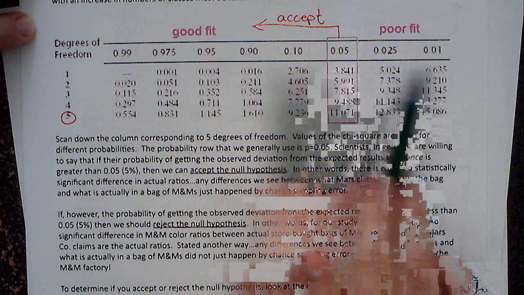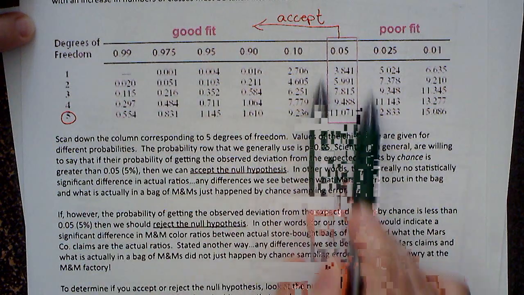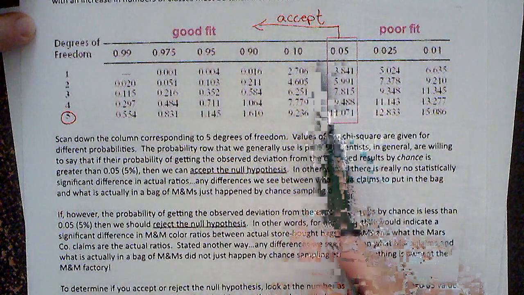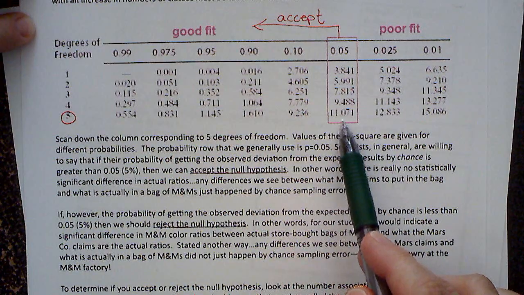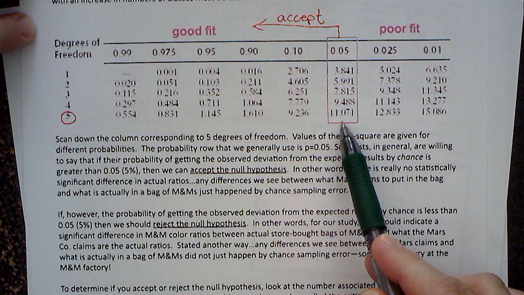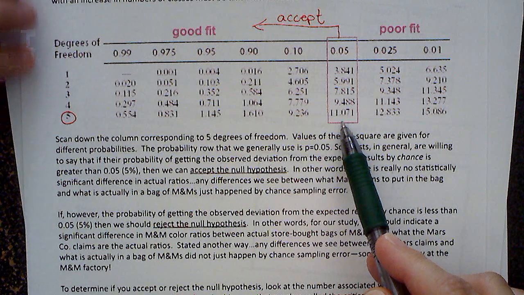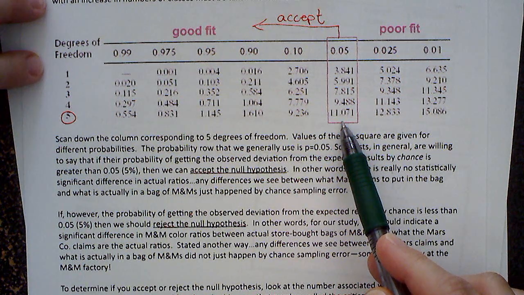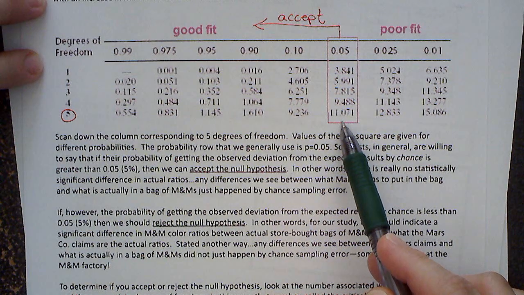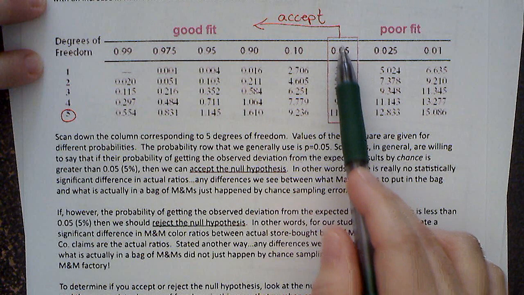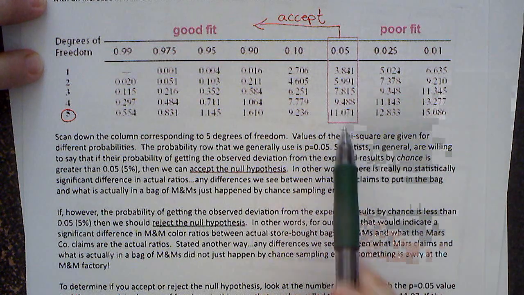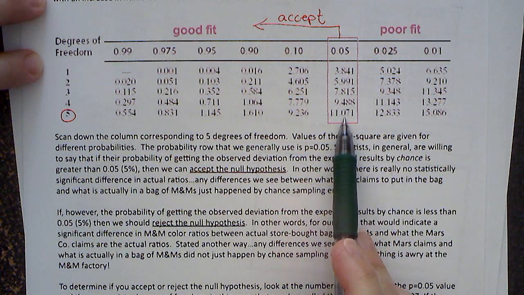You can use other columns, but this is the column that in AP Biology we've decided we're going to use. You can use more exact columns if you like if you were doing human trials, you might want to use something a little more exact, but in our experiments in AP Bio, it's fine to use this one. So here's our magic number, what they call the critical value, 11.07.